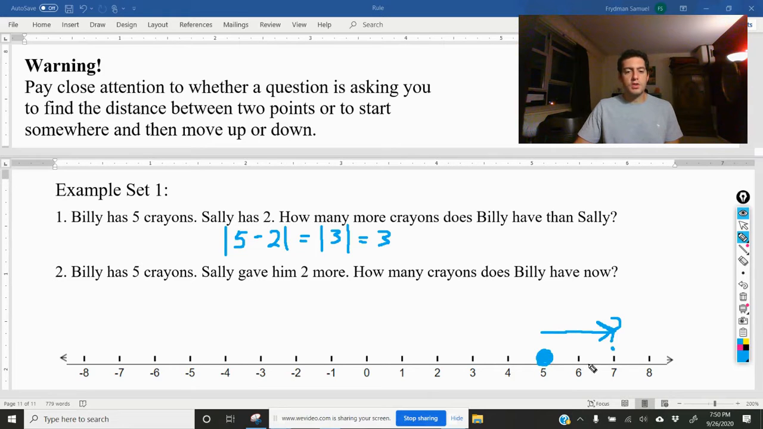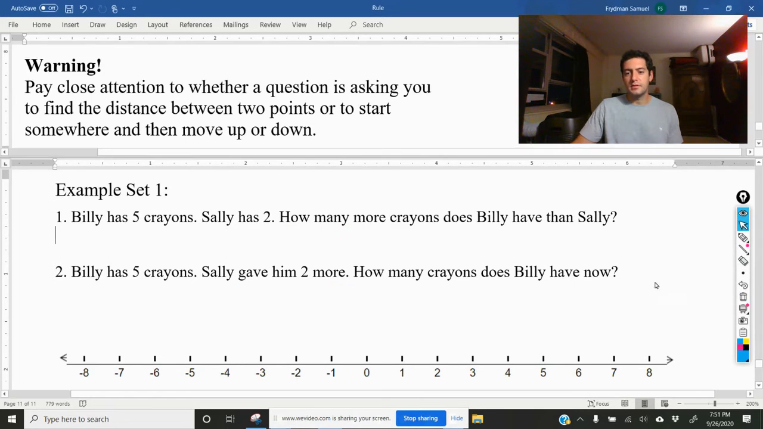So in other words, this question is not asking me to find the distance between 2 points, like the last question was, but this question is telling me to start somewhere. So here I'm starting at 5, and then it's asking me to move either up or down. In this case, I'm moving up 2 spaces. So I have to figure out where I land if I start at 5 and then I move up 2 spaces. And of course the answer is 7. So Billy would have 7 crayons now. Okay, let's look at another example set.